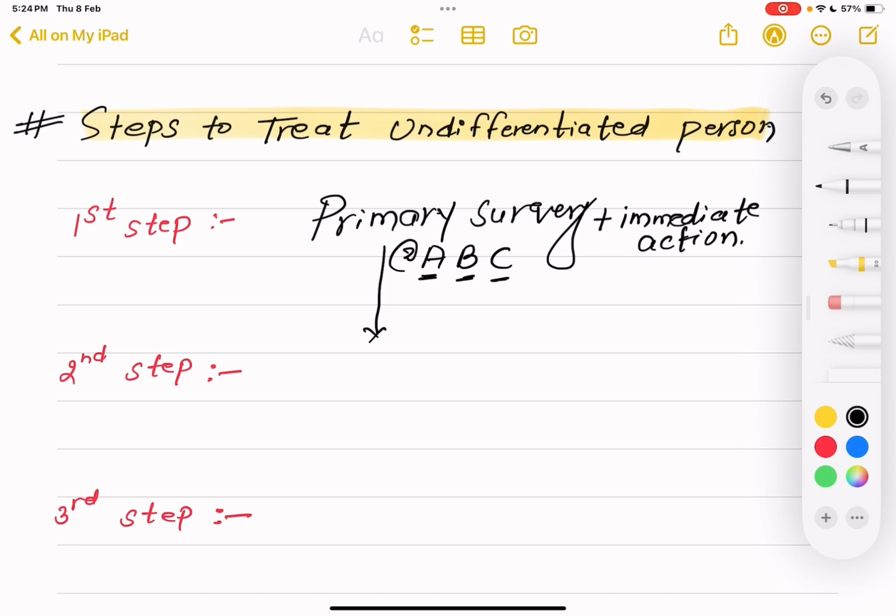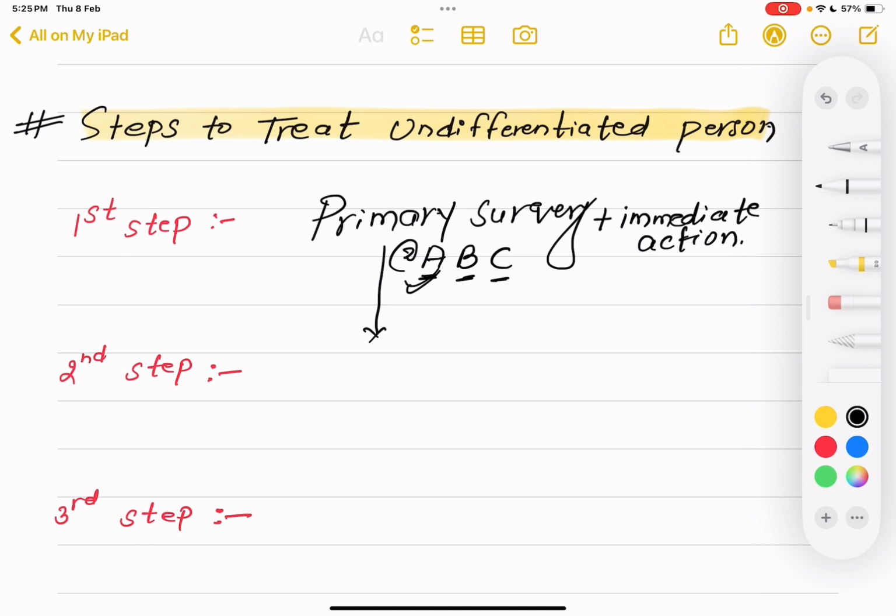For checking the airway, we'll check whether the patient is able to speak or not. Similarly, we'll check if their voice is normal or high pitched. Or we can also say, are they displaying any signs of imminent airway compromise? So we will check those features in the airway. If the patient is able to speak, no doubt the airway is patent.